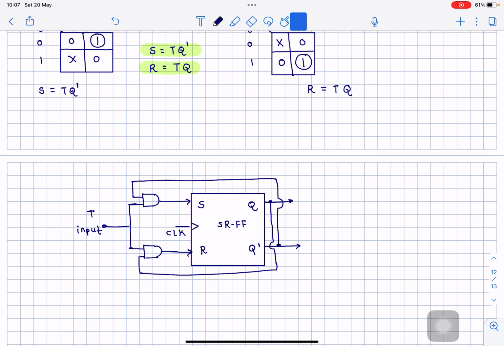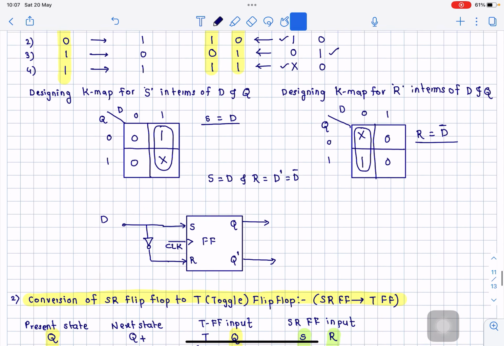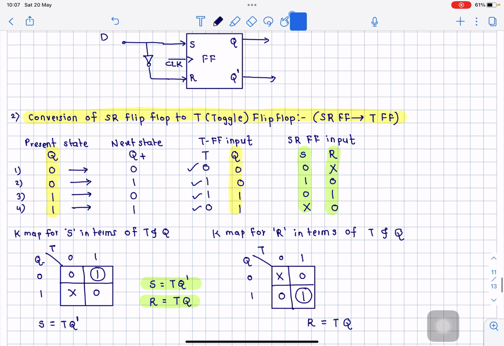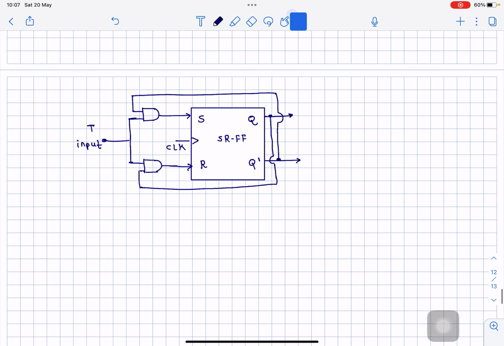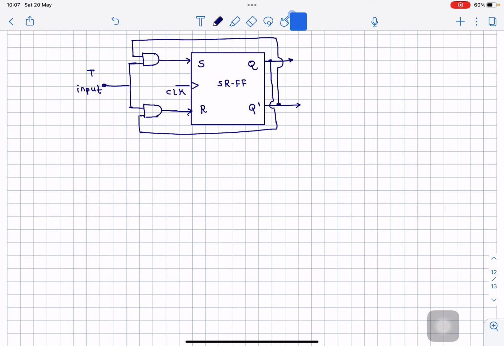I hope you understood how to convert the SR flip-flop into D flip-flop, right? Then how to convert the same SR flip-flop into toggle flip-flop. Let us consider one more case of conversion, where we want to convert the D flip-flop into toggle flip-flop. So let us see the third conversion.